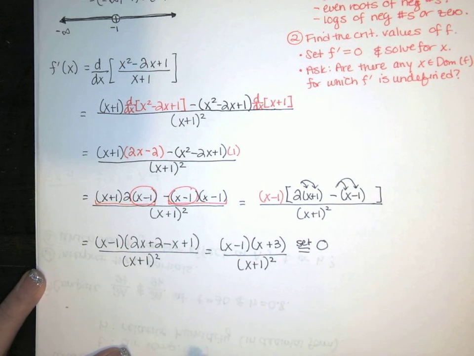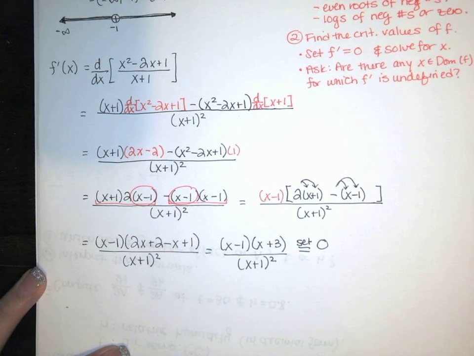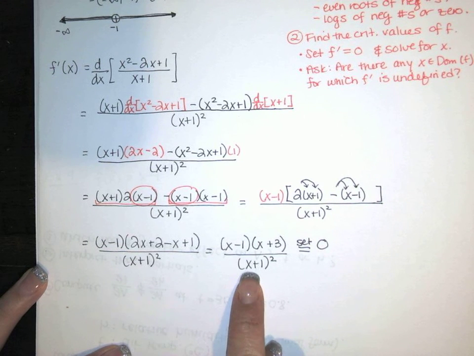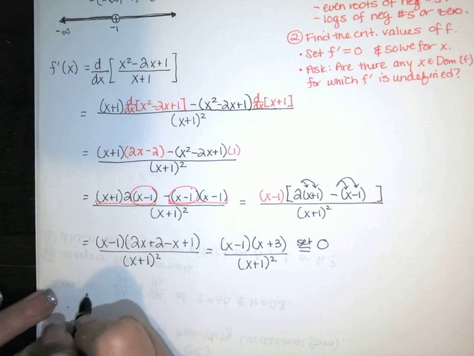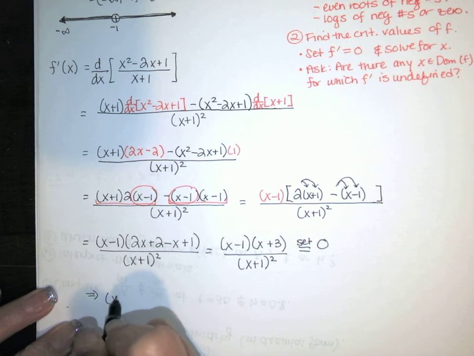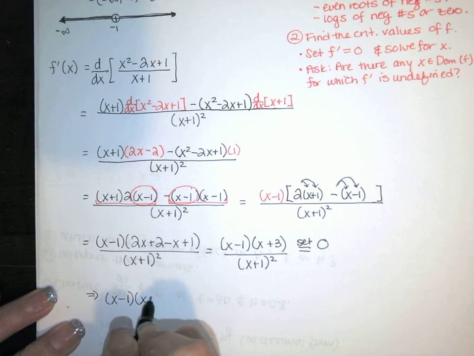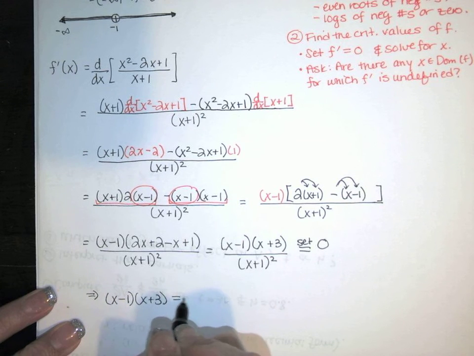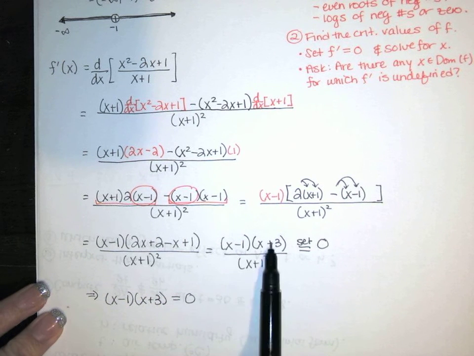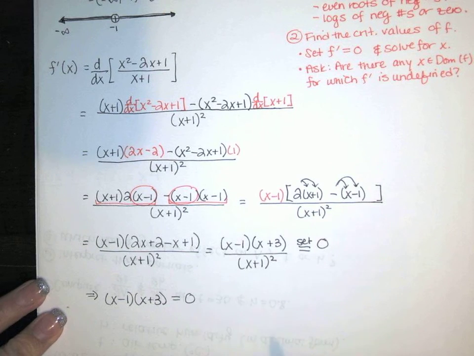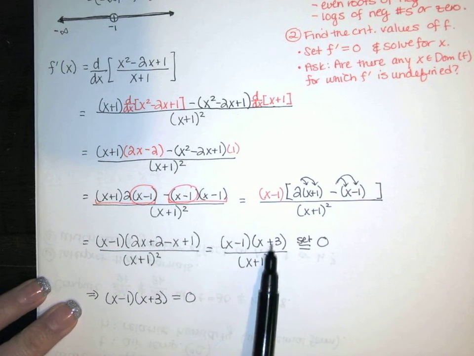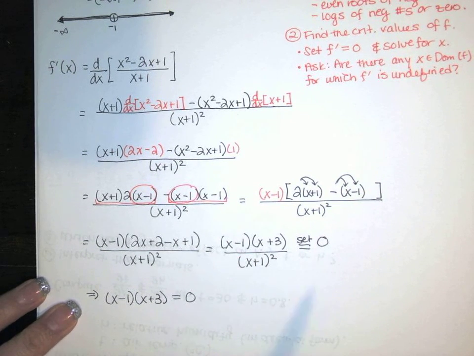Well, this fraction is 0 if the numerator is 0. If you don't believe me, you can multiply both sides by x plus 1 squared, and you'll get the numerator equals 0 times x plus 1 squared. I always just think about it: the only way a fraction is 0 is if the numerator is 0. I'll have 0 divided by something equals 0. That's the only way. If this is anything other than 0, we're not getting 0 out of this.